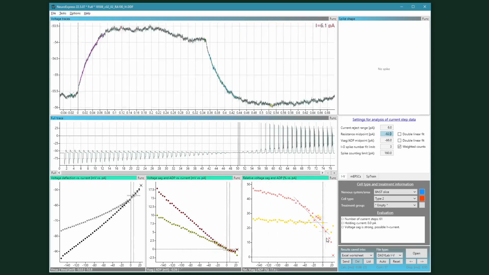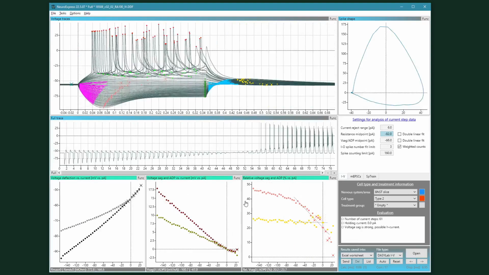So these are all very useful parameters and measures of the physiological behavior of the cell, and we can use the program to calculate these very quickly and efficiently.